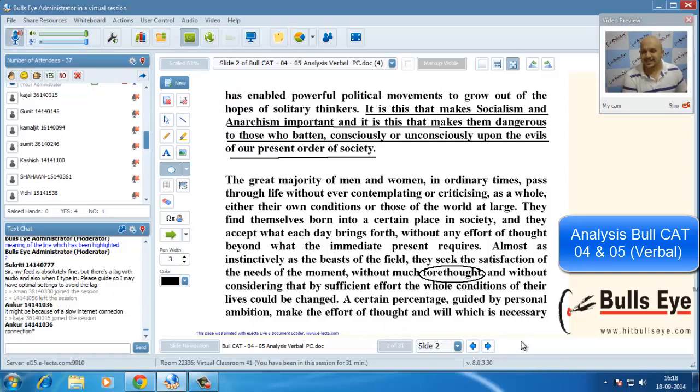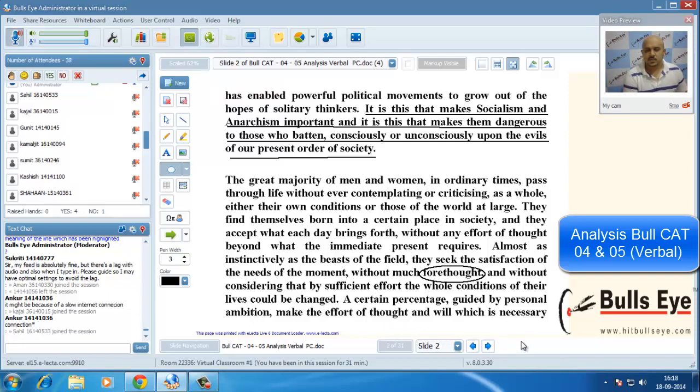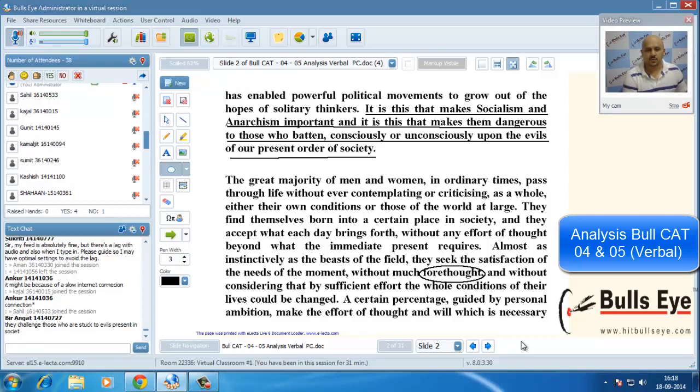Guys, there was a line that I highlighted for you guys. What is the meaning of that line? The line which was highlighted for you. Quickly type in the answers. Birangat is the most active one out here.